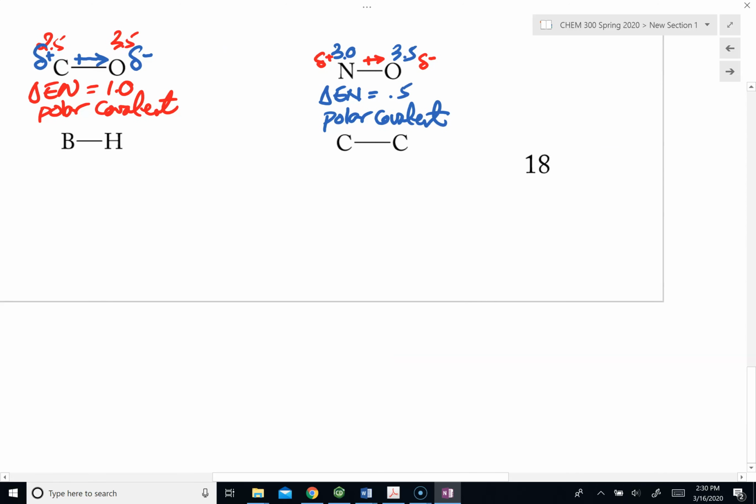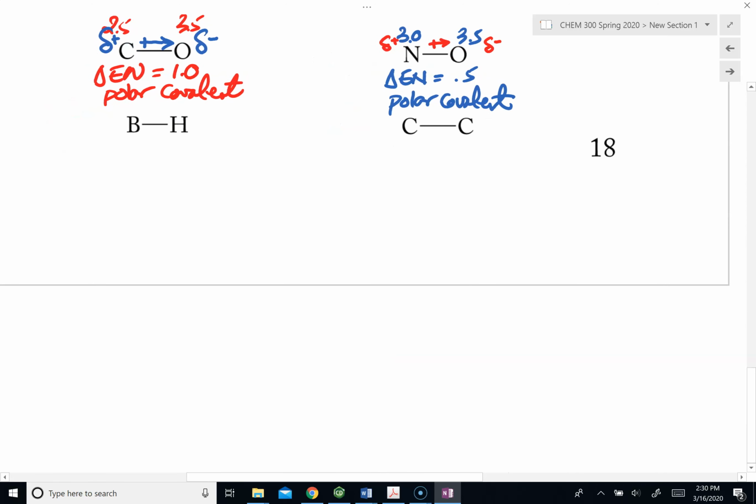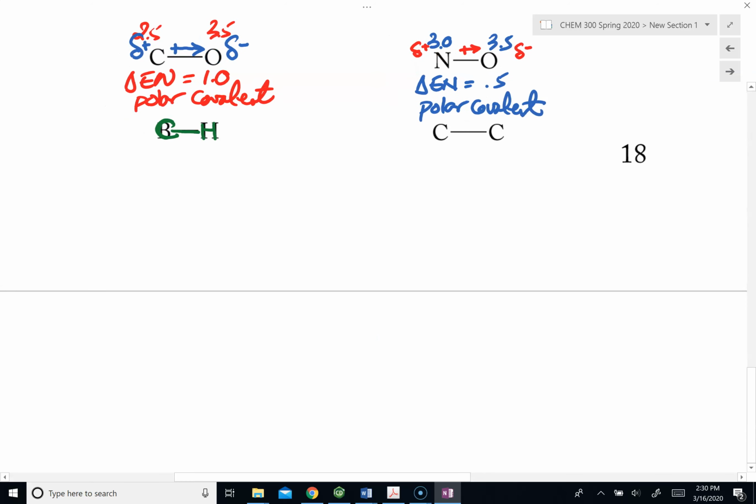So I'm going to throw in another example. I'm going to modify this a little bit, and I'm going to change this from a boron to a carbon. The reason why is that a C-H bond is a bond that we see very commonly in organic chemistry, so it's important that we discuss it. What kind of bond would C-H be? Will it be polar or nonpolar? Let's determine that. Carbon has a 2.5 electronegativity and hydrogen is 2.1.